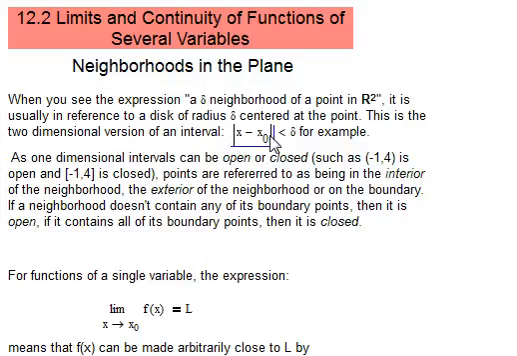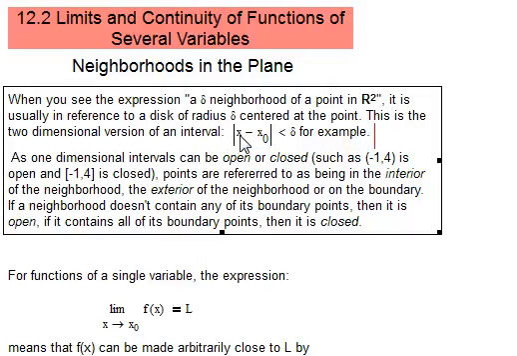Remember in Calc 1 you might have looked at the absolute value of x minus x0 less than delta. Doesn't that sound somewhat familiar? And maybe then we would say the absolute value of f of x minus some limit L is less than epsilon. So anyway, one-dimensional intervals can be open or closed, just like this one is open and this one is closed. Of course, the round bracket means it's open, and the square bracket means it's closed. Points are referred to as being in the interior of a neighborhood.